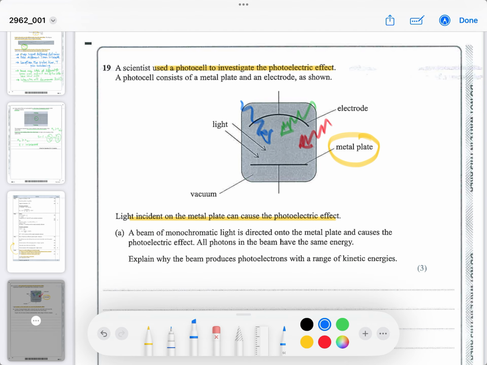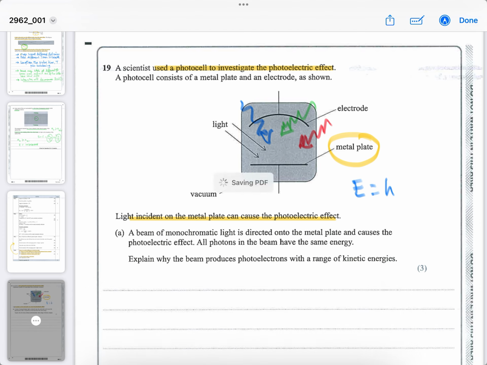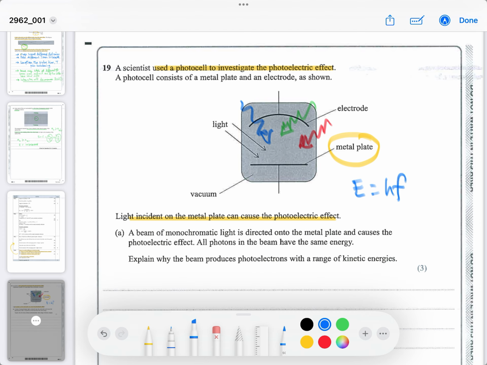The blue light has the bigger frequency, yeah? And if the frequency is high enough, then it can give you energy equal to hf. So if the energy is greater than the work function of the metal, then photons will release electrons from the metal plate. Okay? Remember that the energy is to do with that. And then if they get to the electrode, you're going to see that they can measure the current. So it says the beam of light, monochromatic, so single wavelength, is directed onto a metal plate and causes the photoelectric effect.